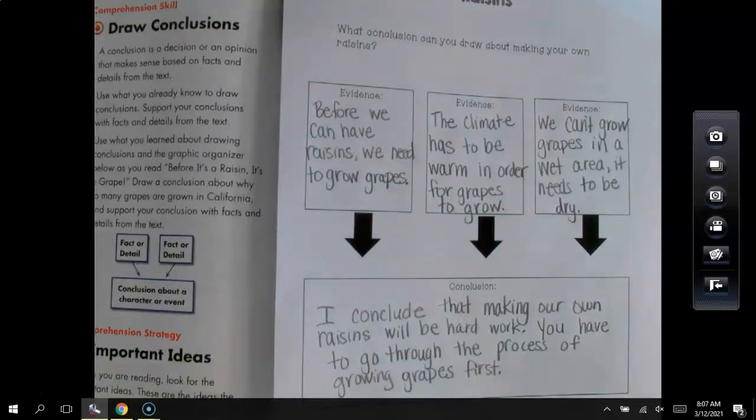Boys and girls, you did a great job today. Continue to work hard and really focus and think about drawing conclusions. When we can draw conclusions based on our prior knowledge and the evidence we find within our text, you will be able to understand your stories much better. Great job.